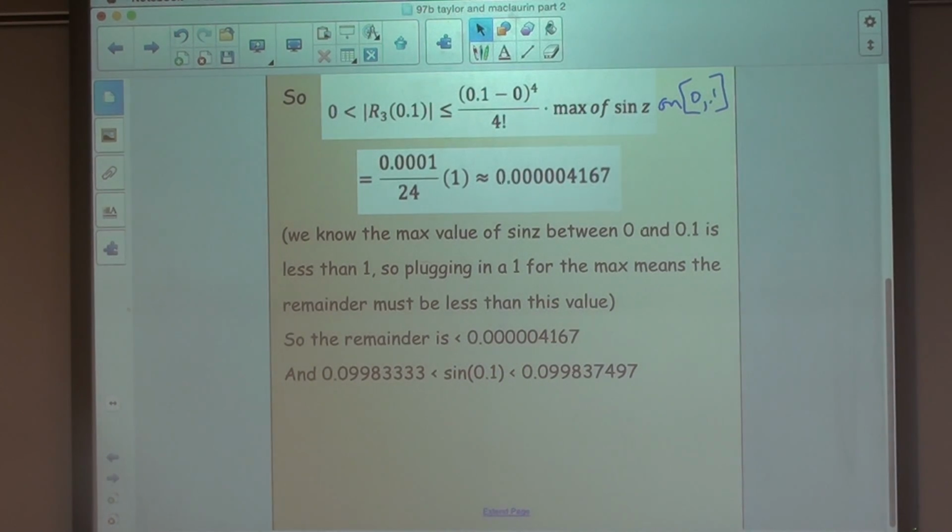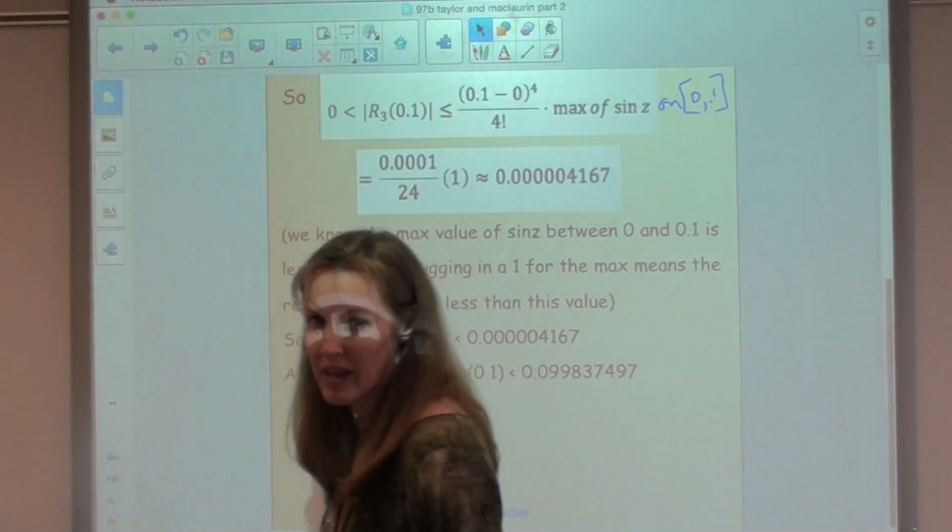I will tell you, for all the homework problems that I looked at, the functions were either sine, cosine, e to the x, or e to some exponent, or ln x. So for sine and cosine, you can just use 1. E to the x and ln x are always either increasing or decreasing, so you could just plug in the endpoints. So that max value was not heavily emphasized in the problems.